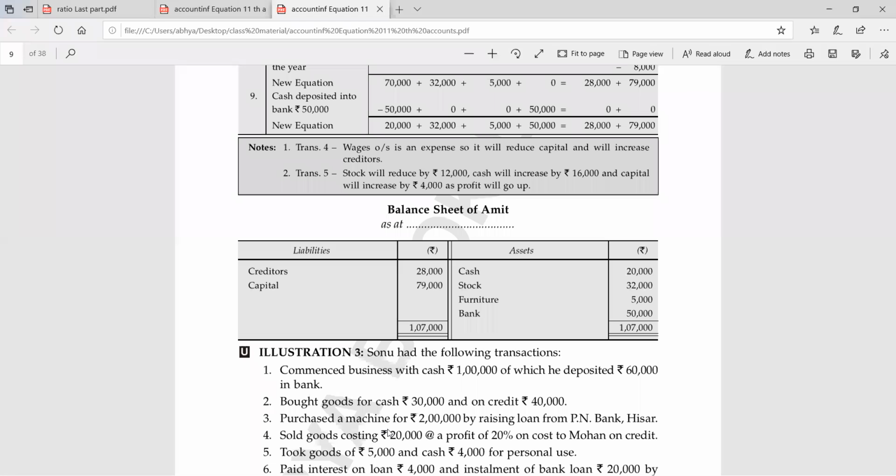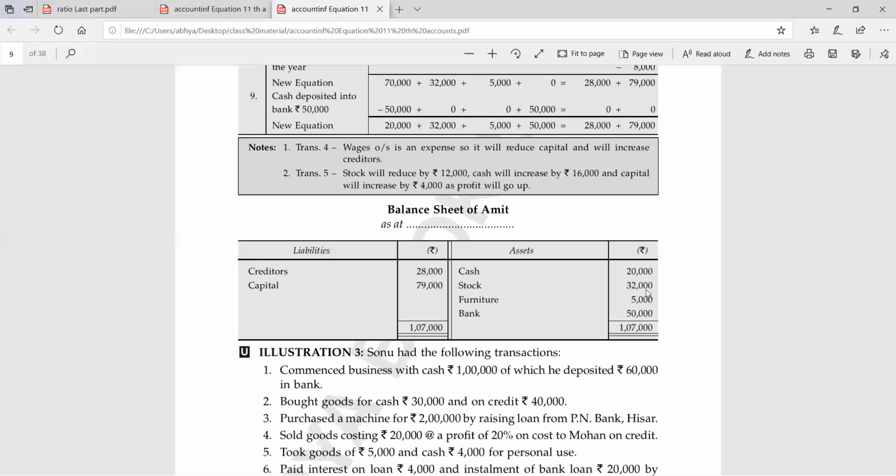Then you have to write all the assets. Which assets? In the accounting equation, whatever assets are there, you have to write all the individual assets. Go back to the last accounting equation, the last new equation. Ninth, cash deposited into bank, and after that we have a new equation in which cash is 20,000. So we have to arrange all the assets on the right hand side and the liabilities on the left hand side. Cash in the last equation is 20,000. So we write cash 20,000, stock 32,000, but make sure that the balance sheet is prepared only with the last equation.